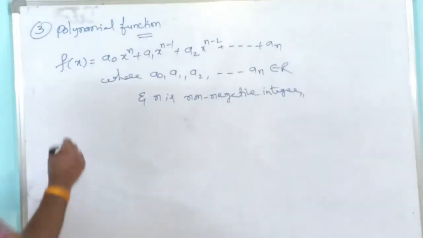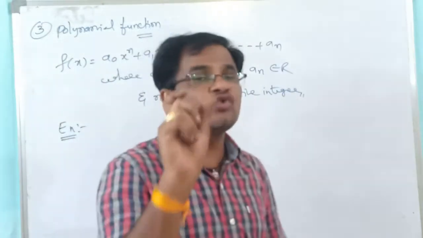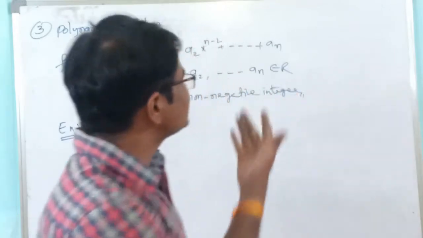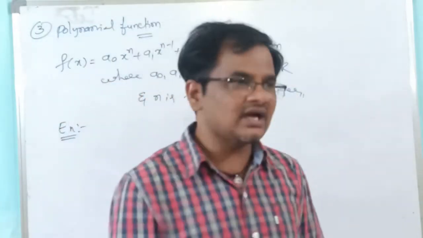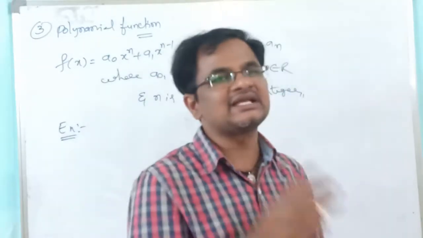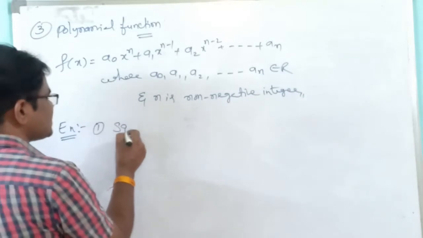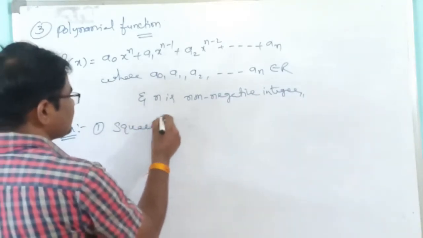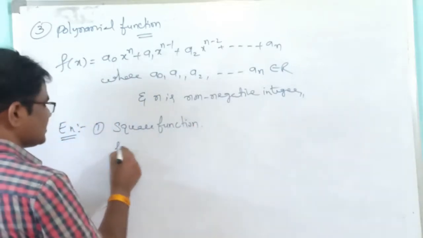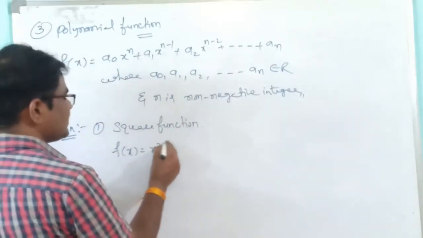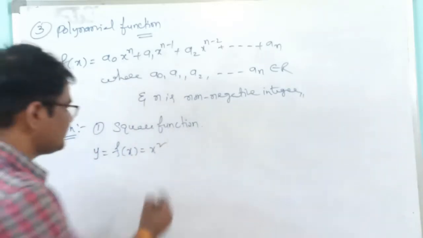In this one, we will mainly discuss two functions. Polynomial function means many polynomials we can write, so of those, we will take the ones we use frequently. First one is the square function. This is the important one. Square function means a function in the form f of x equal to x square, y equal to f of x equal to x square.